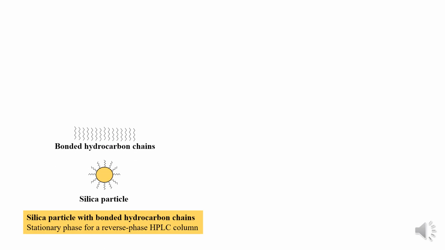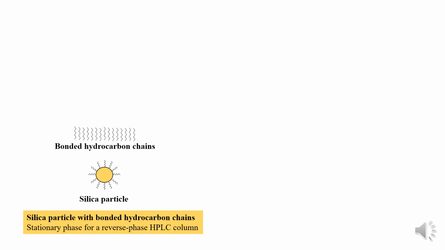Now in case of reverse phase HPLC column, the stationary phase is a silica particle with bonded hydrocarbon chain. Now here's the structure of a silica particle, and the hair-like structures that are protruding outside the surface of the silica particle are the hydrocarbon chains. So you find the bonded hydrocarbon chain onto the silica particle.